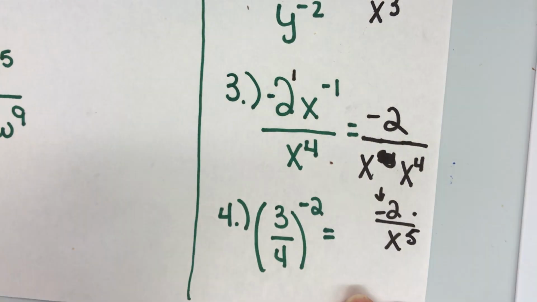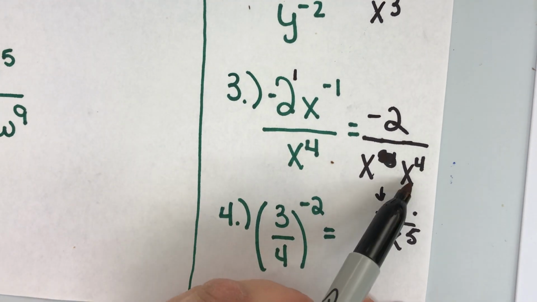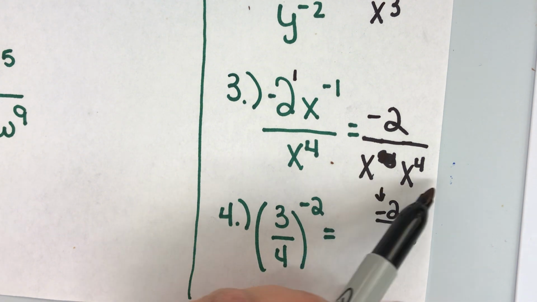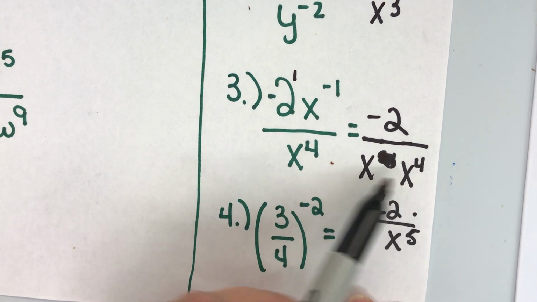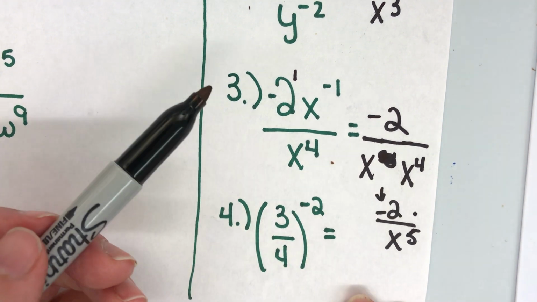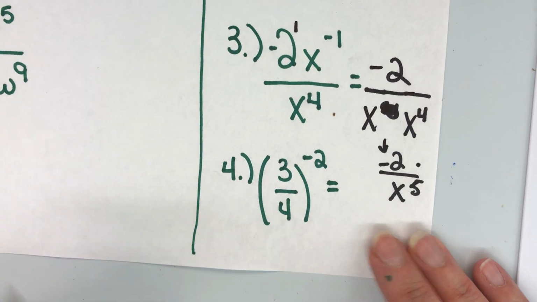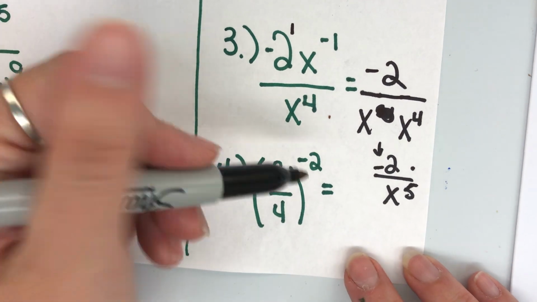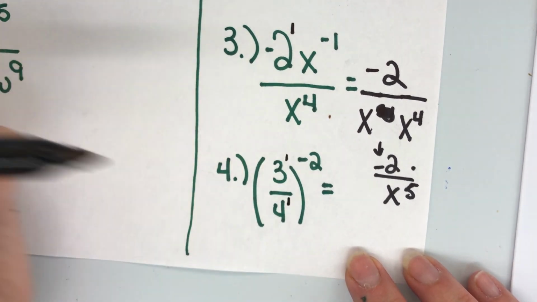is make the denominator x to the fifth, because remember, when you have x to the fourth and x to the first, these are touching, which means they're being multiplied, and the shortcut we learned is through multiplication they end up getting added.